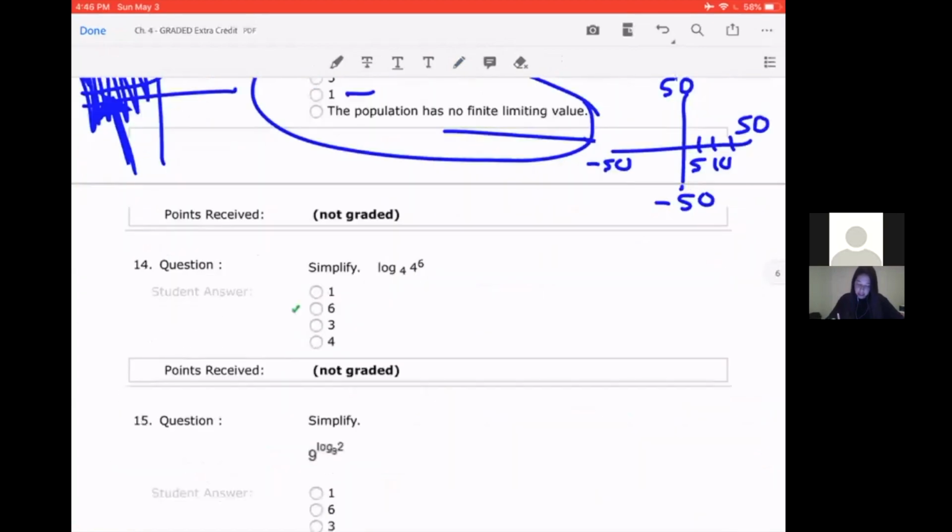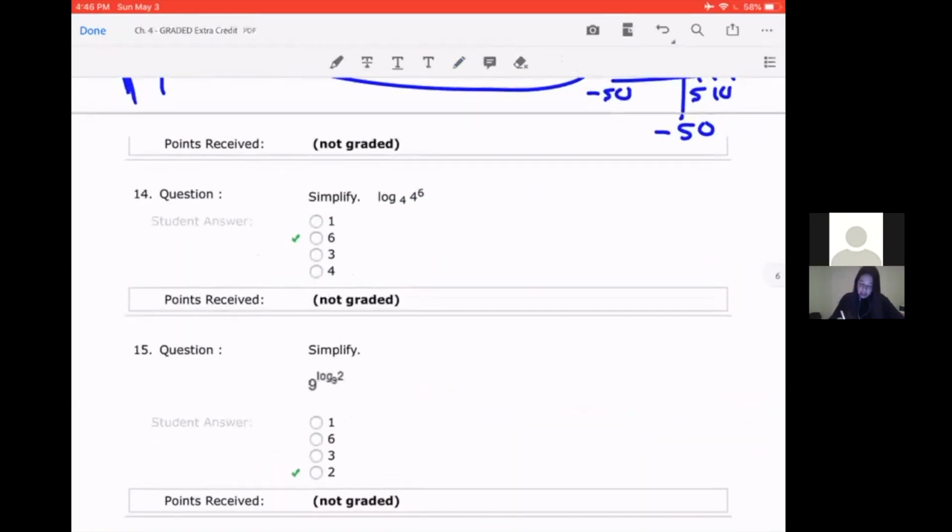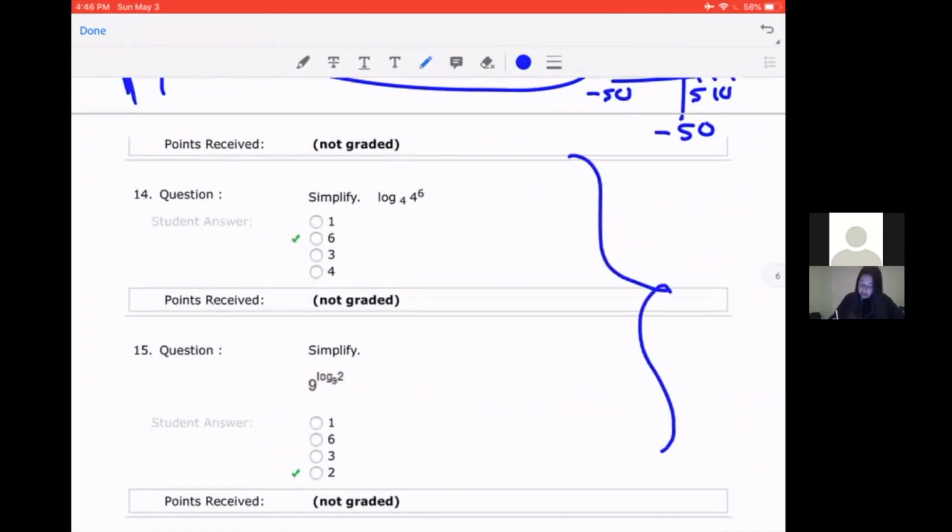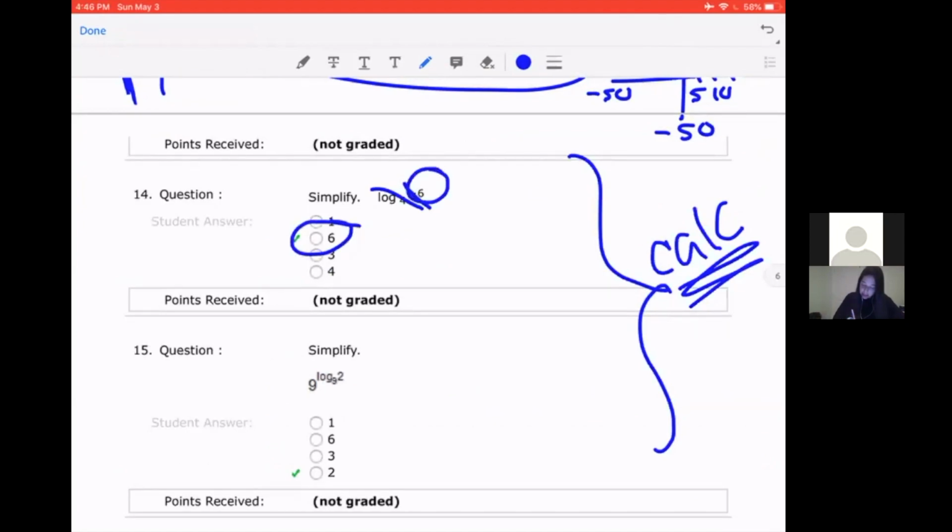We did 13 already. I think 14 you guys will be really good with. I mean, worst case scenario, guys, if you totally forget everything and blank out, you can put these into the calculator, but they're pretty simple, right? Log base 4 and the 4 cross out. That's why we're just left with 6. The 9 and the log 9 cross out. That's why we're just left with 2.